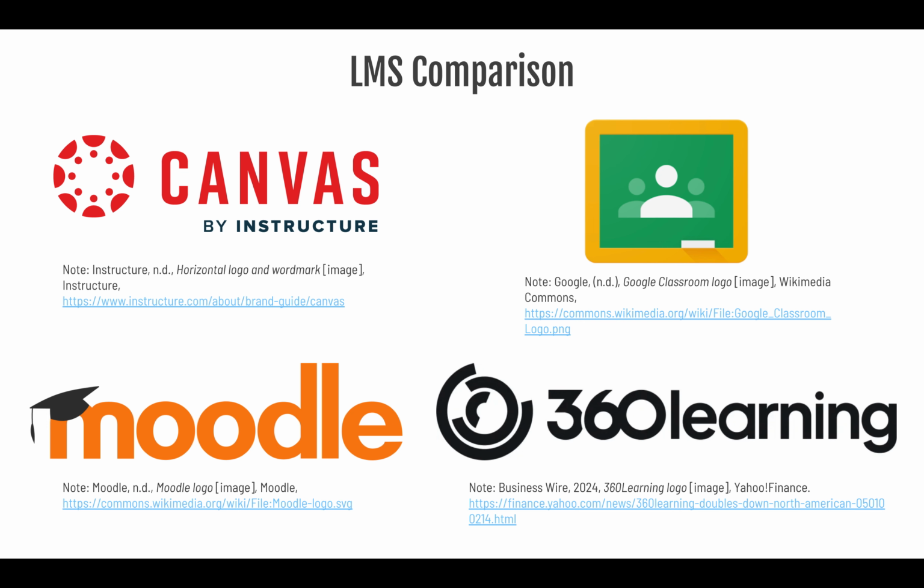So the 4 LMS that I opted to compare were Instructure's Canvas, Google Classroom, Moodle, and 360 Learning. I'm familiar with Canvas. We use it for this course. I also use it every day as an educator at a high school level. I have a little bit of experience with Google Classroom. Moodle was new to me. I had heard at least a little bit about it, but I didn't know much about it otherwise. And then 360 Learning was brand new to me.